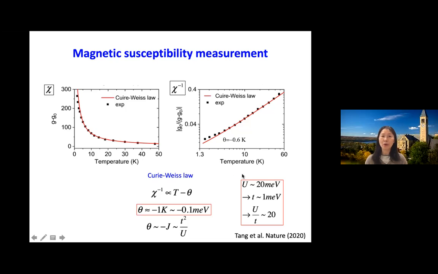Combining with the U parameter we obtained earlier from the transport measurements, we determine t is on the order of 1 meV, and this value agrees reasonably well with the DFT calculation. And then the ratio of U and t is on the order of 20, and this is fully consistent with the observation of the Mott insulating state. And then you can, of course, extend this technique to study the entire phase diagram, which I'm going to skip, so you can look it up there.